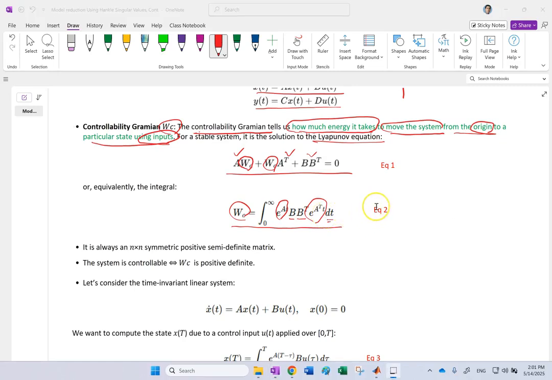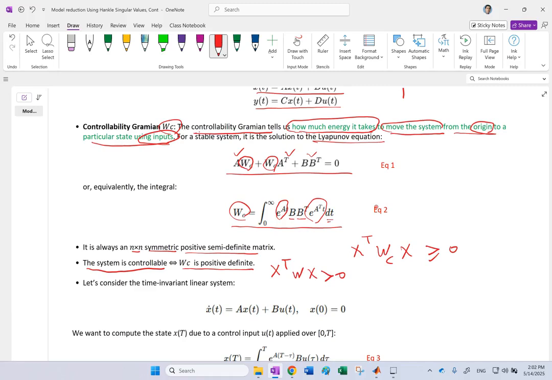Now, where does that come from? I'm going to show you. But one thing we have to pay attention to is that this matrix we find is always going to be an n by n symmetric matrix, and it's going to be positive definite. So if I multiply it by any arbitrary vector x, the result is always bigger than or equal to 0 for non-zero x. Now, if my system is fully controllable, W_C is actually going to be positive definite, not positive semi-definite. So in this case, I'm going to get this.